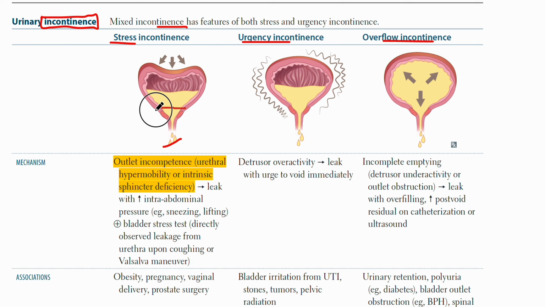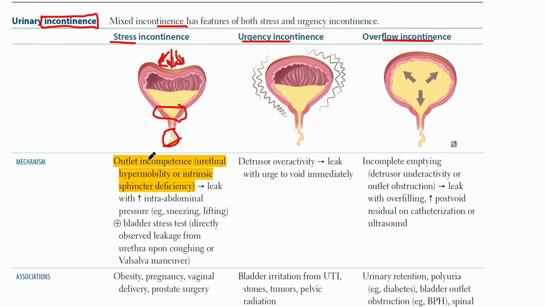This is the sphincter right here. And then there is hypermobility of this sphincter, right? So sphincter deficiency can also occur, and that is very incompetent. Whenever there is stress like coughing or sneezing, the urine droplets dribble out of the urethra. That is what is called stress incontinence.